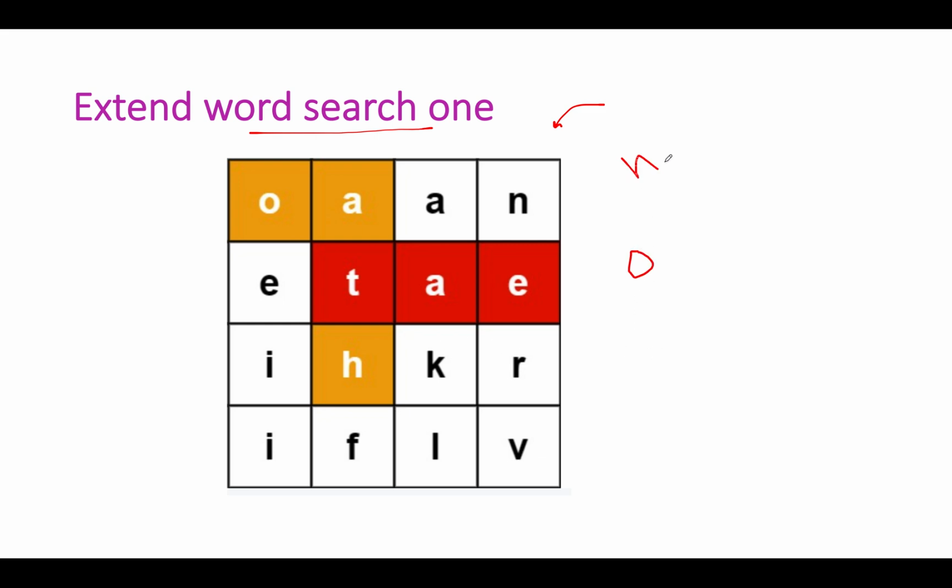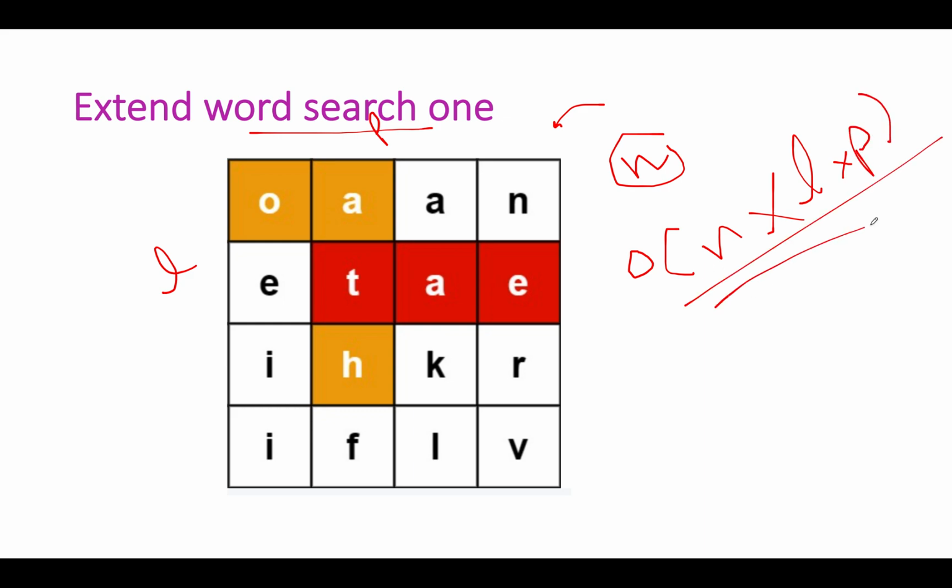Let's assume there are n words that we need to search for, and the size of the matrix is L cross P, then the total complexity would become n into L into P. So this is of order 3, and we are not very happy with this complexity. How can we improvise this? We can improvise this using the question that we solved yesterday, implement tries.